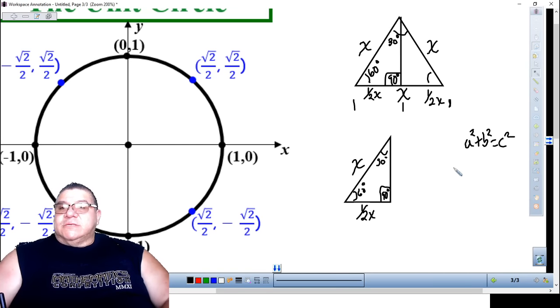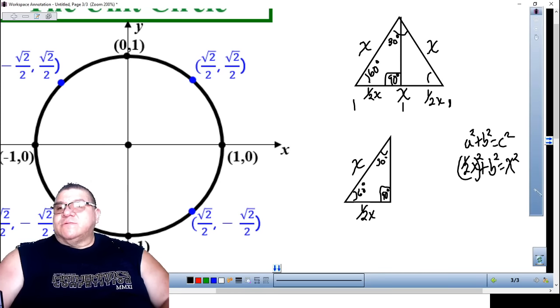So let's see, what is a? I'm going to use this one. I'm going to use 1/2 x squared, plus, what is b? We don't know, so I leave it as b squared equals, what is c? x squared.